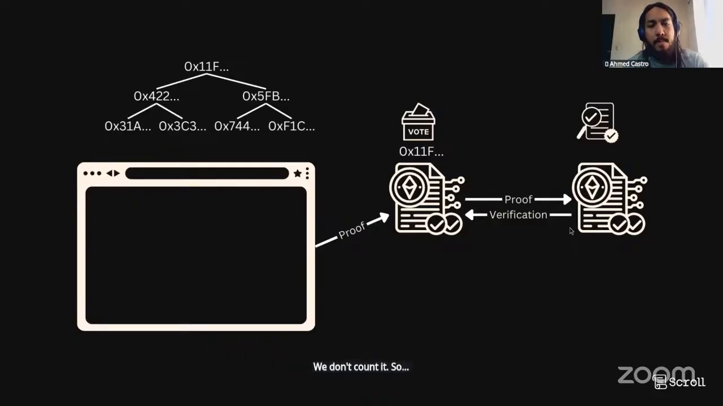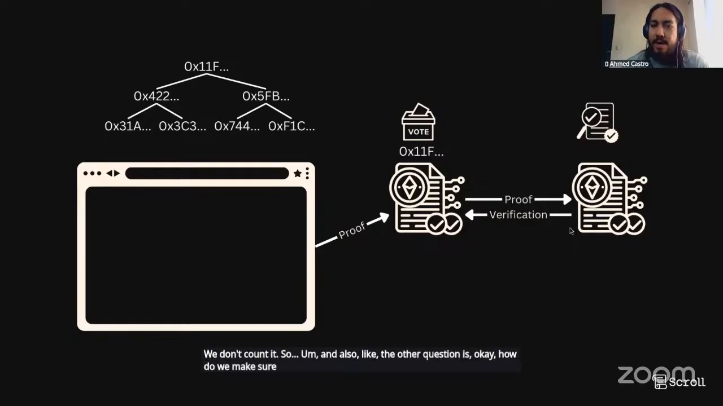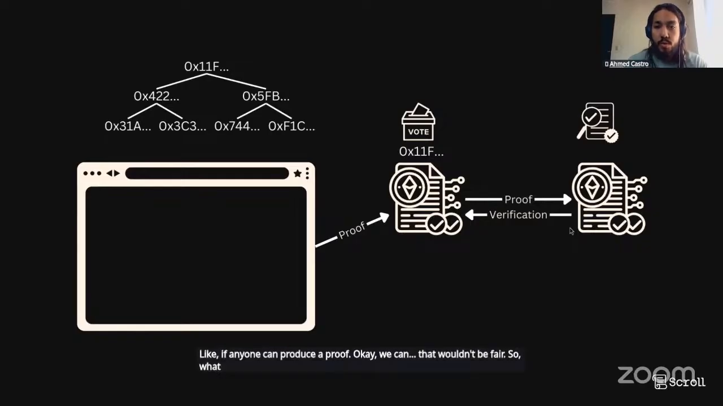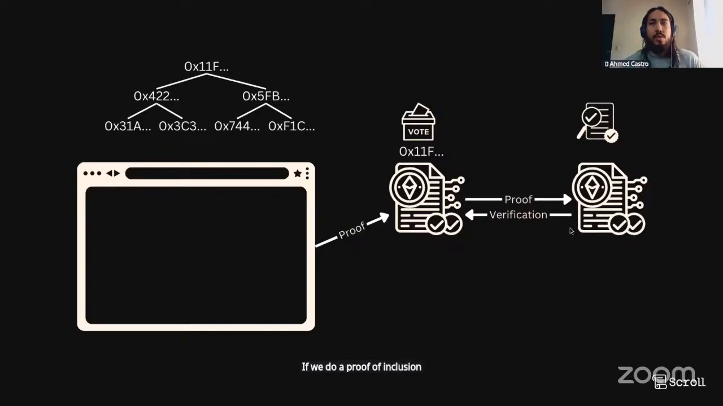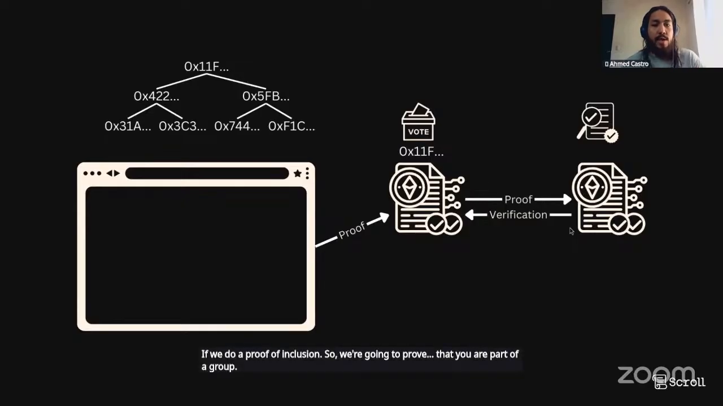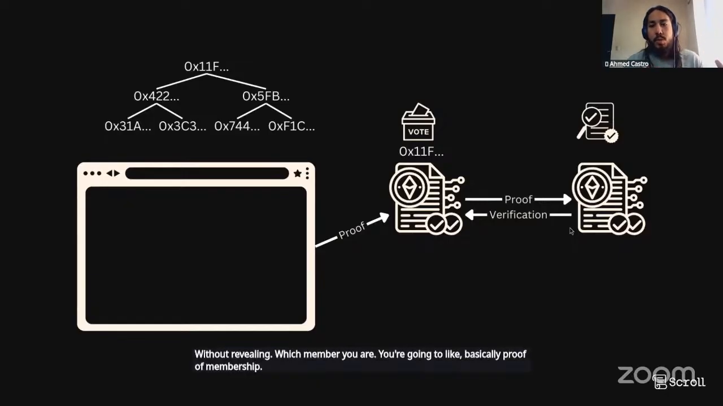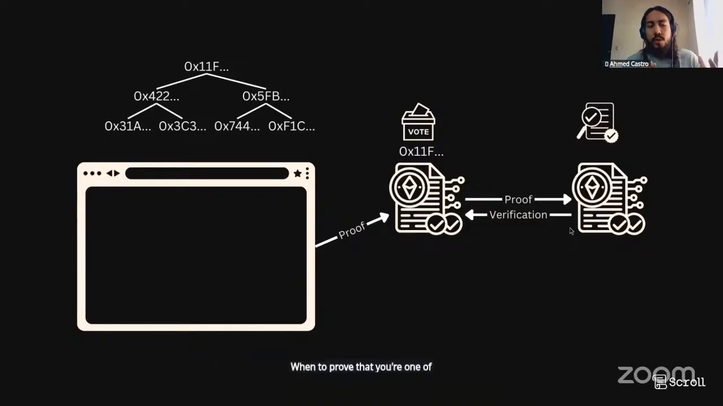The other question is, how do we make sure that this is a valid voter? If anyone can produce a proof, that wouldn't be fair. So what we're going to do here, and this is a very specific keyword, but I'm going to explain what it means, is a proof of inclusion. We're going to prove that you are part of a group without revealing which member you are. Basically a proof of membership: you're one of the list, without revealing which one on the list you are.